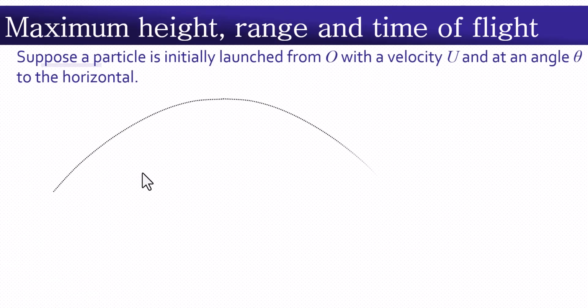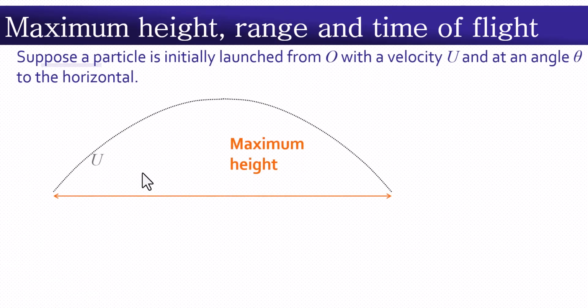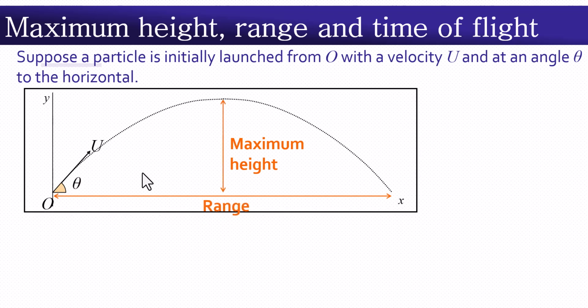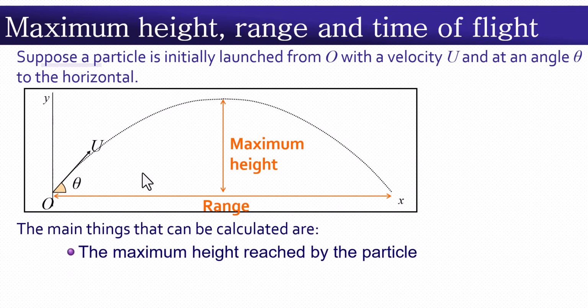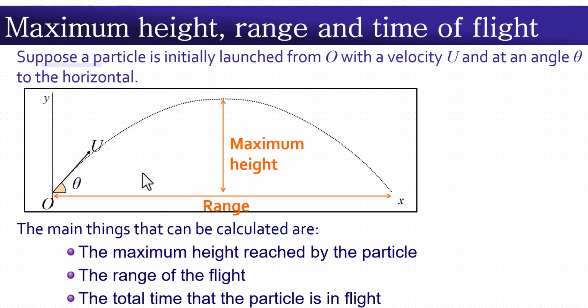Next, we have maximum height, range, and time of flight. Suppose a particle is initially launched from O with an initial velocity u at an angle theta to the horizontal. There are three main things that can be calculated: one, the maximum height; two, the range of the flight; and three, the total time that the particle is in flight. We're going to see how we can calculate all these three things, and these are some of the common things in projectiles when it comes to projection at an angle.